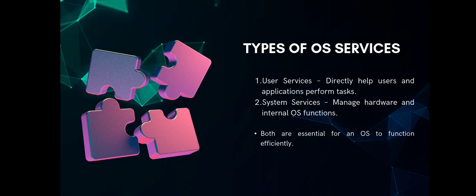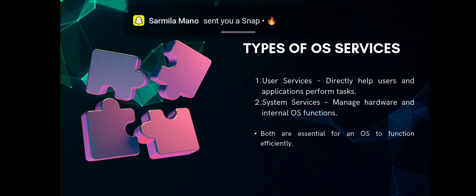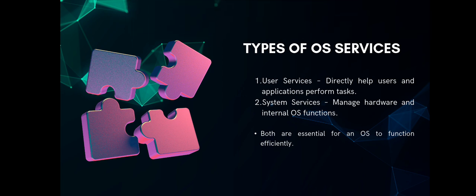Next, types of OS services. OS services can be divided into two major categories. First one is user services, then the system services. User services. These services help users and applications directly. They include file management, input-output operations, and program execution. System services. These services manage hardware and internal OS functions like memory management, process scheduling, and security. Together, these services help ensure a seamless computing experience.